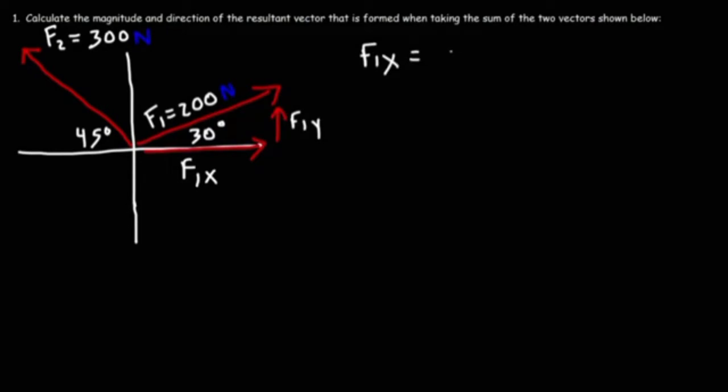f1x is going to be f1 cosine theta. So that's 200 newtons times cosine of 30 degrees. Now, when you plug this in your calculator, make sure that it's in degree mode. Cosine 30 is equal to the square root of 3 over 2, or 0.866. If we multiply that by 200, it's going to be 173.2.